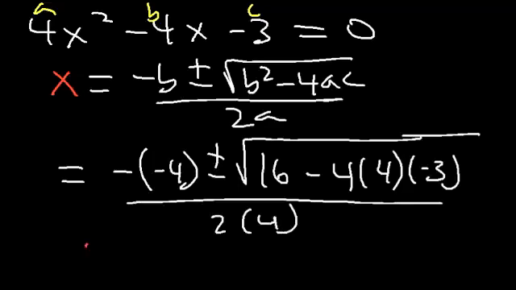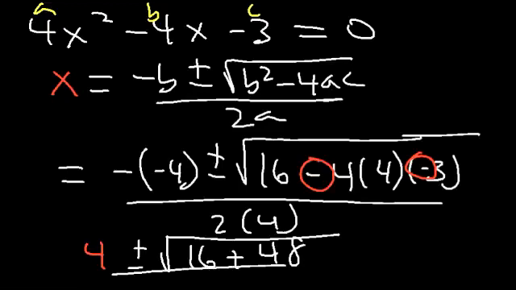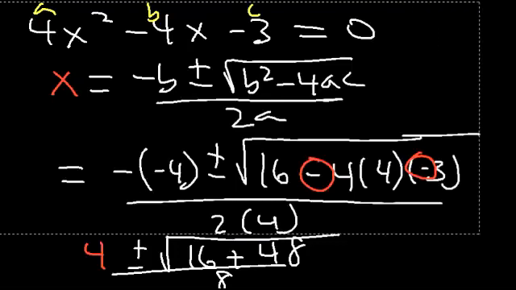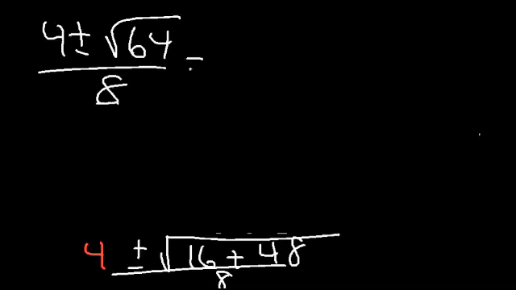So negative 4 times negative 4, that's 16. And let's see, 4 times 4 is 16. 16 times 3, that's going to be 48. But because we have two negative signs, it's going to be positive 48. And on the bottom, 2 times 4 is 8. So let's make some space. I'm always running out of space. So 16 plus 48, that's 64. And the square root of 64 is 8.